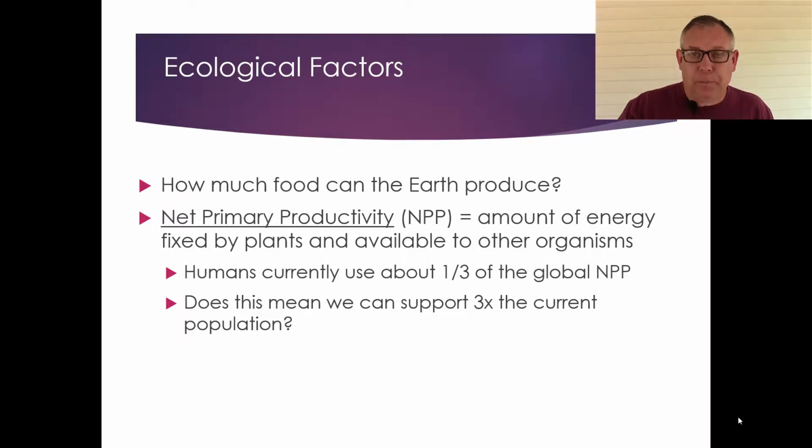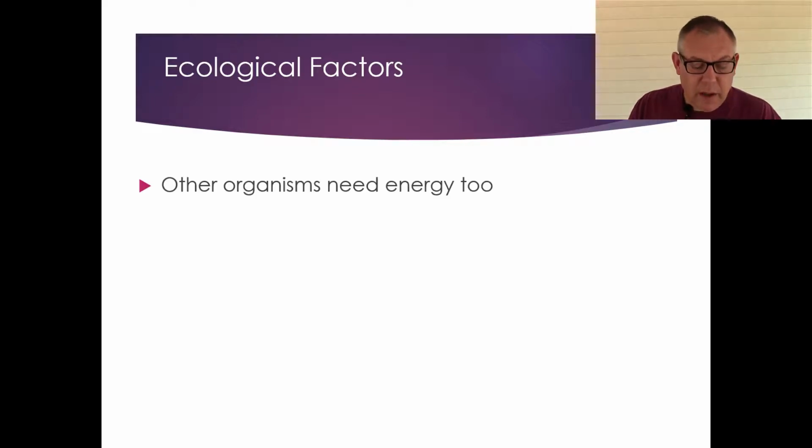Based upon that number, you'd say that humans use about 1/3 of that total. Does that mean that theoretically we could support 3 times as many humans on this planet because we're only using 1/3 of the available energy? Well, not really. It's not that simple, right? Other organisms need energy too. If all the net primary productivity went to humans, then no other organisms could survive. And that's not going to work because we need those other organisms as part of a functioning community of species.